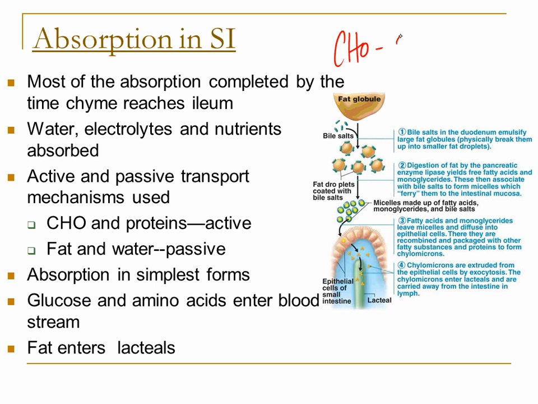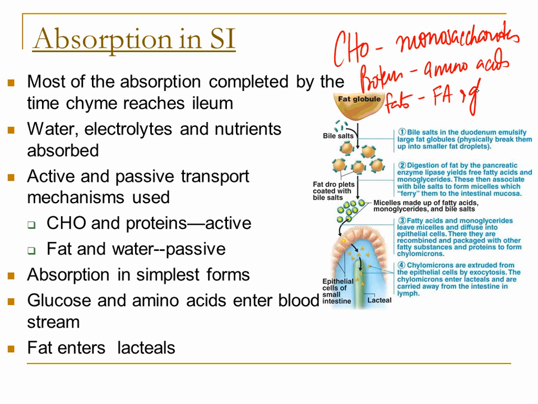So in the case of carbohydrates, they'll be absorbed in the form of monosaccharides such as glucose. In the case of proteins, they will be absorbed as amino acids. In the case of fats, fats are broken down into fatty acids and glycerol. But these cannot be absorbed as such, so I'll show you what happens in the case of fatty acids and glycerol. But glucose and amino acids enter blood vessels. Fats enter the lacteals, which are in the center of the villus.